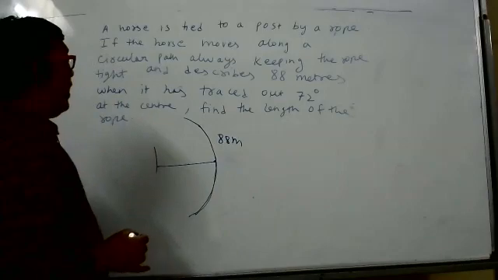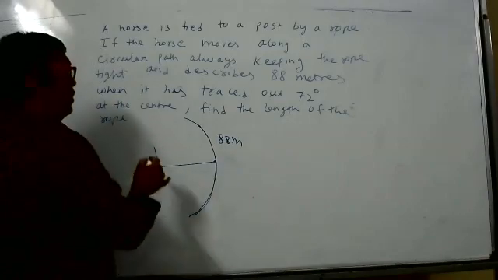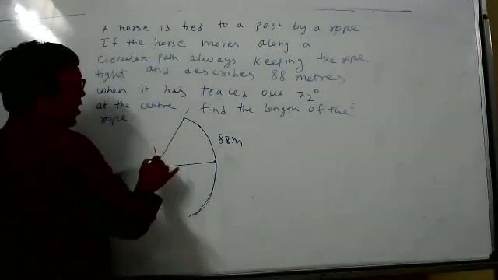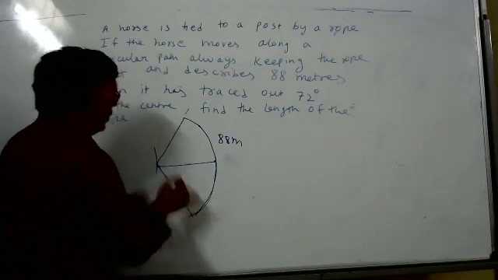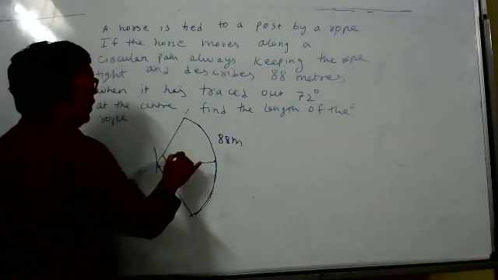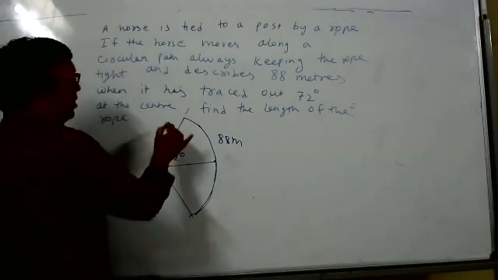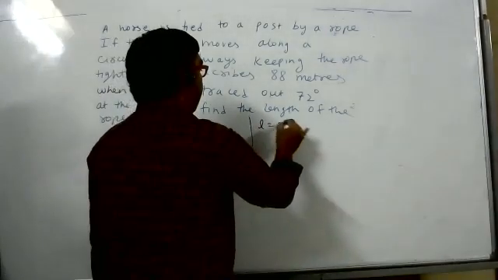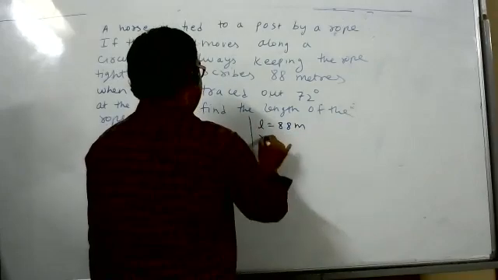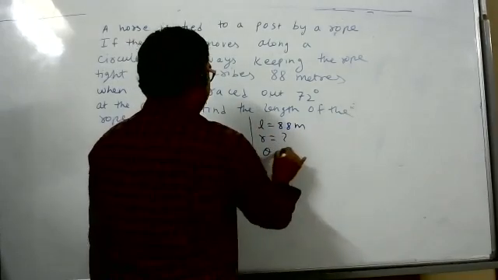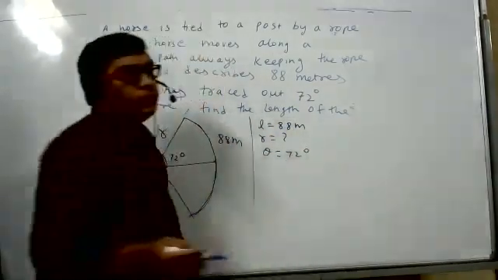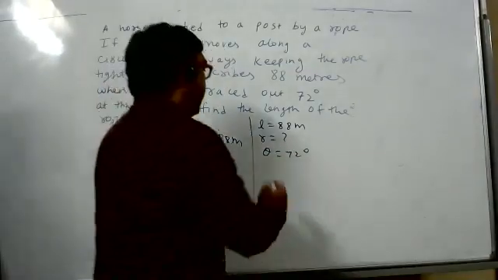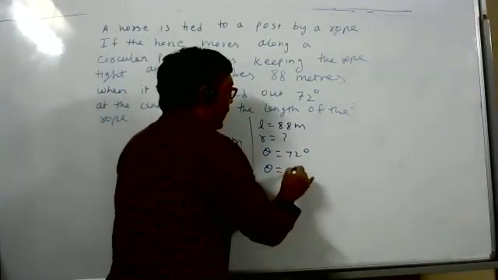And it has traced out 72 degree at the center. At the center, the arc is subtending an angle of how much? 72 degree. And find the length of the rope. Nothing can be as simple as that. See on the board. Length of arc 88 meter. Radius we don't know. Theta 72 degree. But I have told you so many times by shouting that use this formula: theta is equal to L by R.